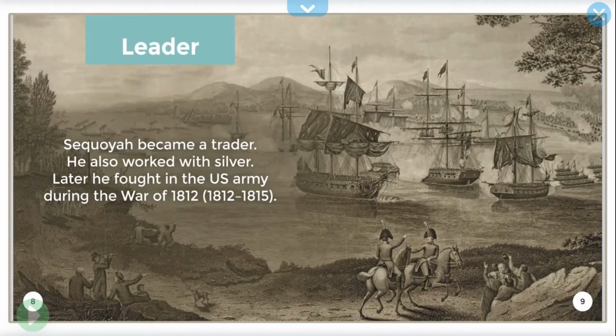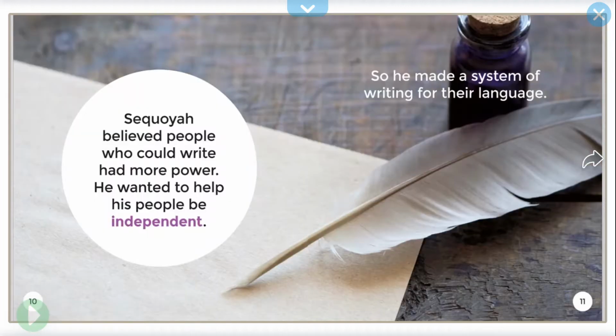Leader. Sequoyah became a trader. He also worked with silver. Later, he fought in the U.S. Army during the War of 1812. Sequoyah believed people who could write had more power. He wanted to help his people be independent. So he made a system of writing for their language.